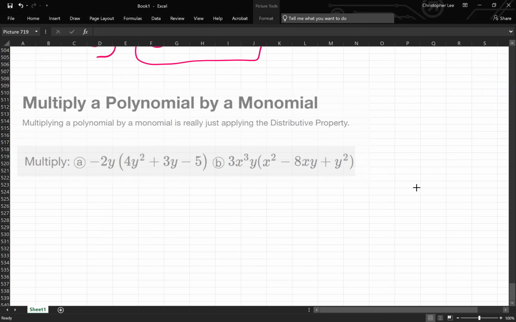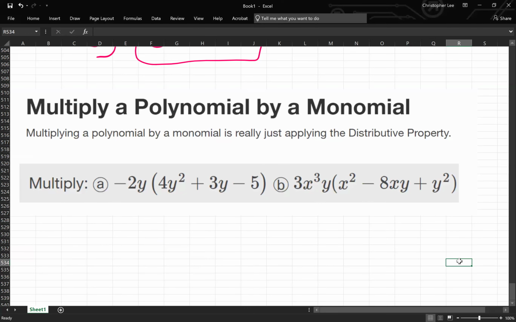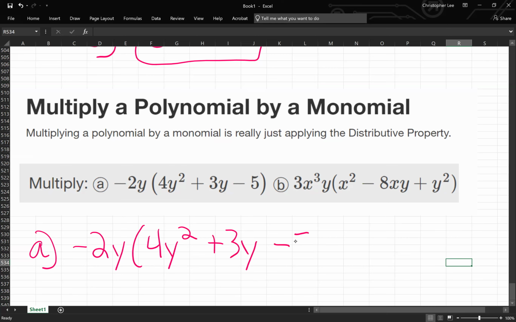So we're going to multiply a polynomial by a monomial. Multiplying a polynomial by a monomial is really just applying the distributive property. That's all we're doing. Just distribute. Let's look at A, for example. I have negative 2y times 4y squared plus 3y minus 5.